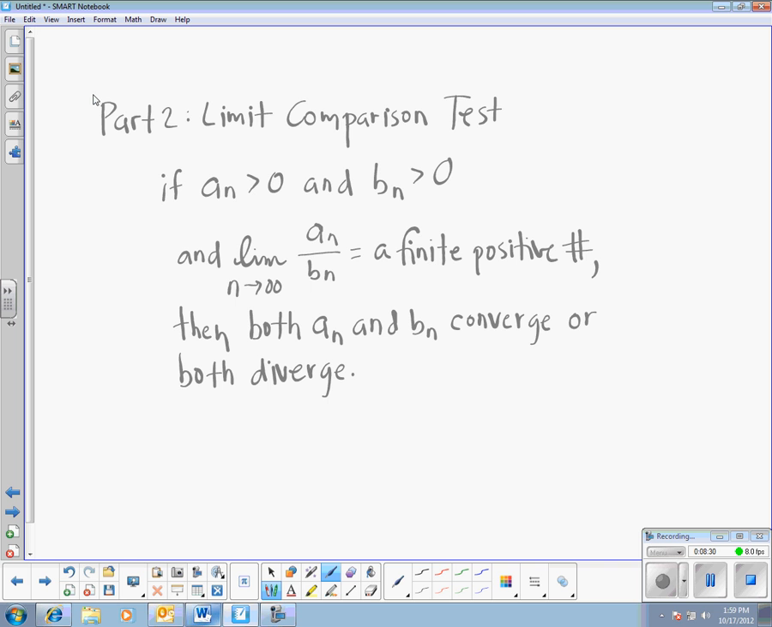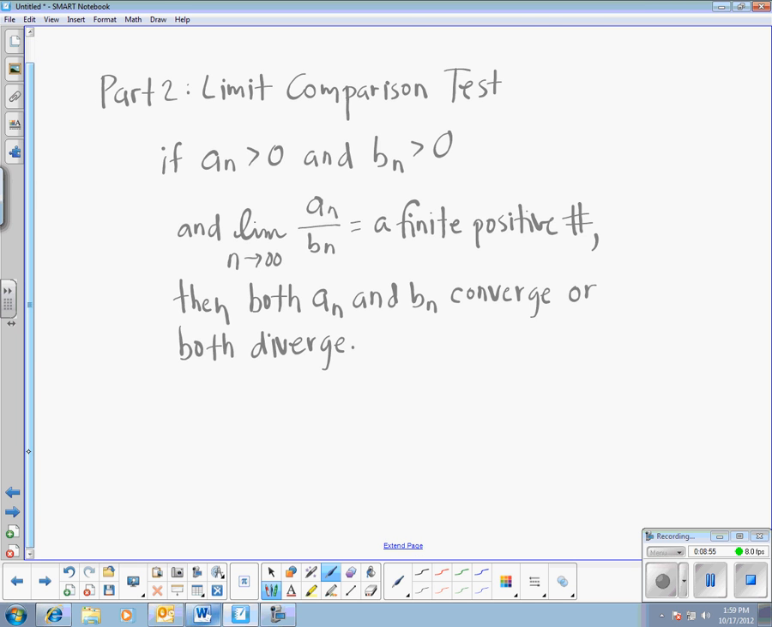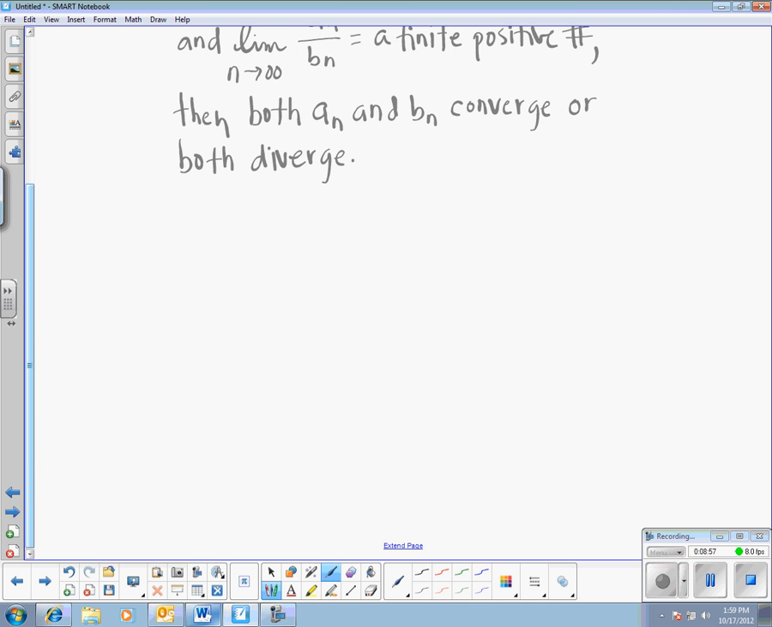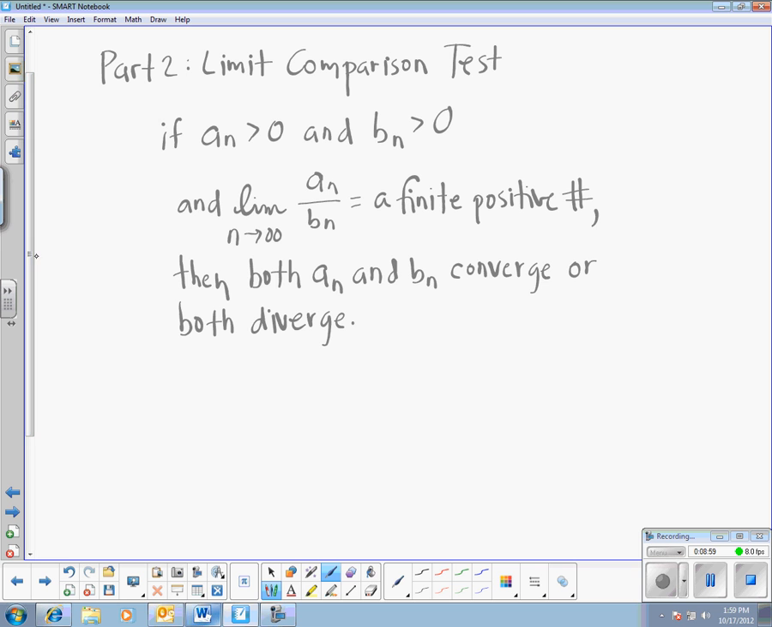Okay, so unfortunately this one's not quite as simple as a direct comparison where we just say something like, oh yeah, this one diverges and I'm always bigger than it, so I must diverge too. I don't think I really said that on part one, but if you're smaller than converging, you converge, and if you're bigger than diverging, you diverge. So hopefully you extended that in your mind already. Limit comparison, a little bit more complicated, but just know that you're going to use it when you can't quite make direct comparison work.